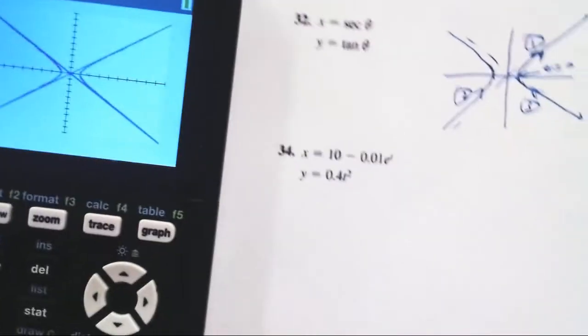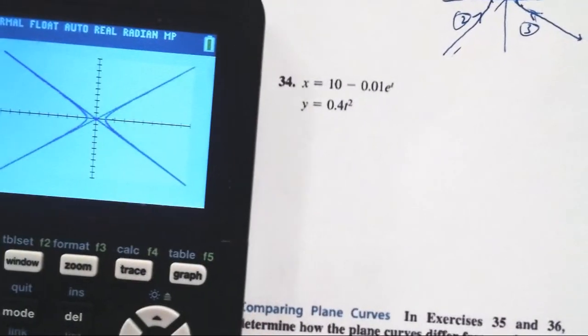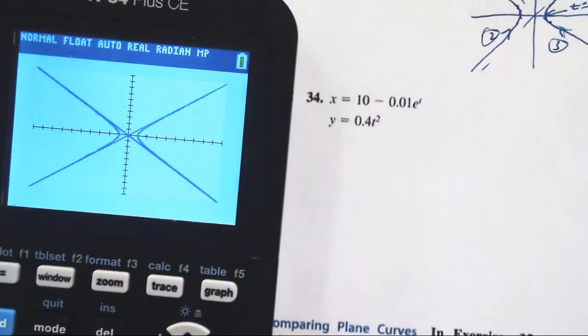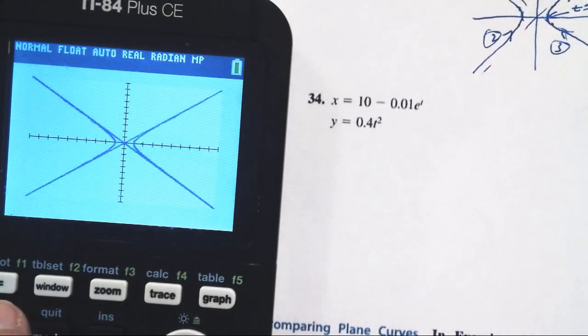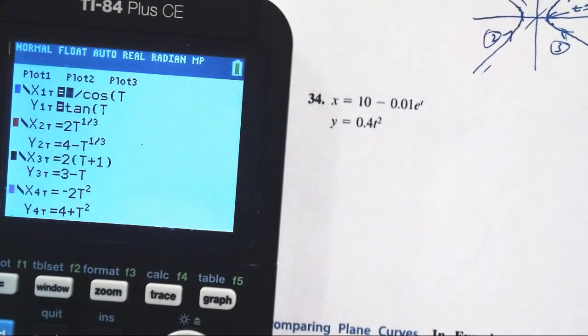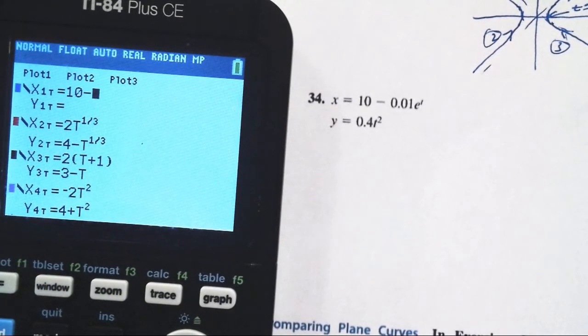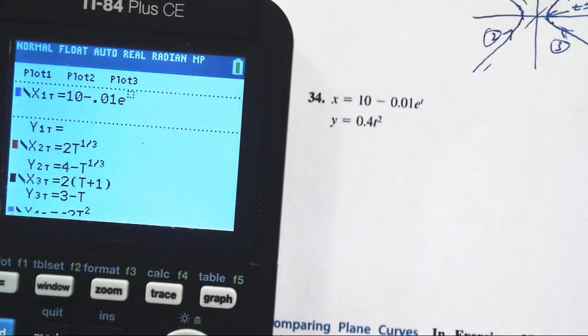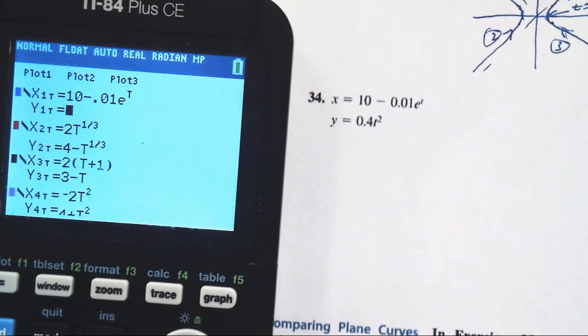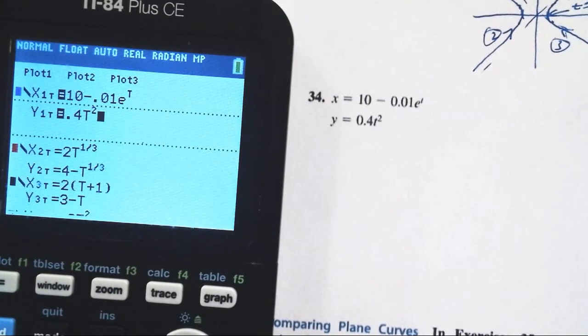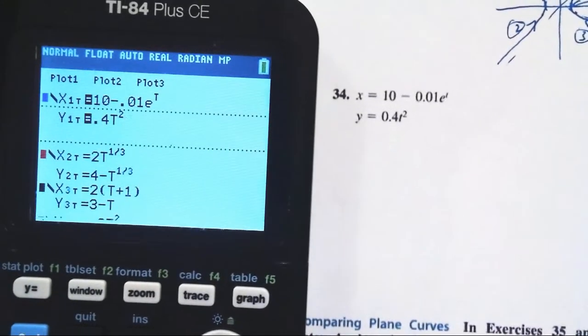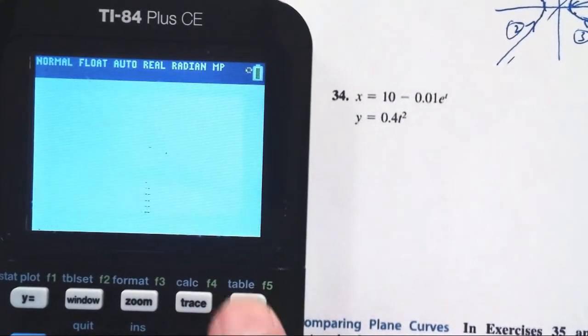All right, let's take a look. That one is on here. It's just a bit of a mess, and I just wanted to show you things don't always end up so neat and pretty here. Let's go ahead and enter these. Clear and clear. We need 10 minus 0.01 secant e to the t, and we need 0.4 t squared. And I'm going to keep it in that same domain, and we're going to take a look at this thing.